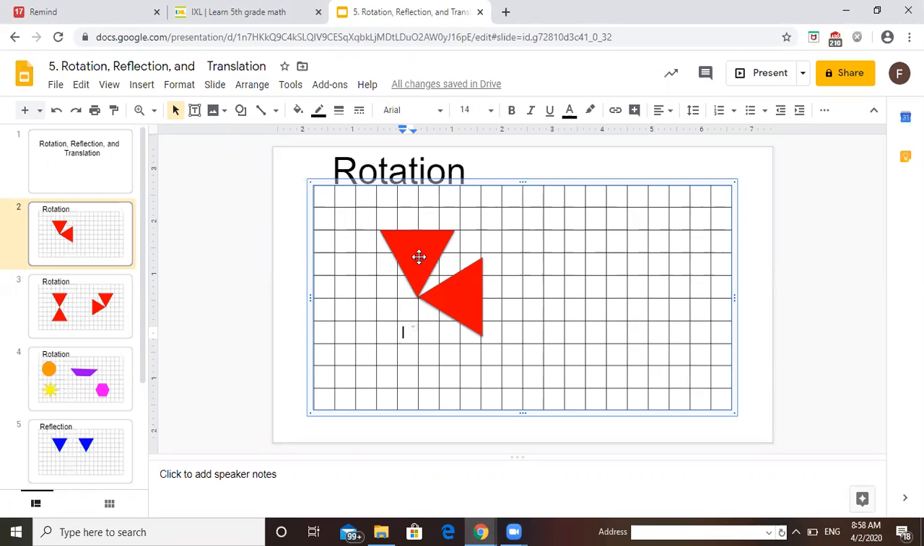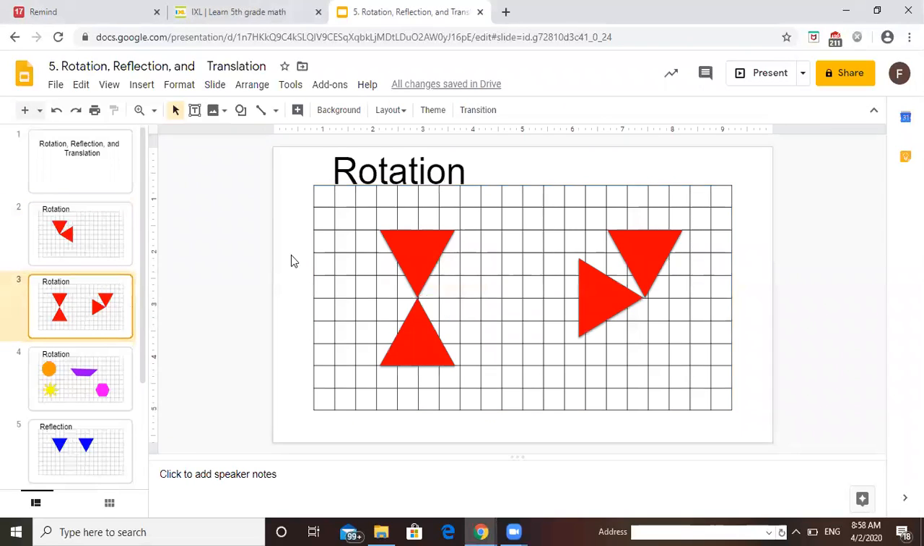So this triangle right here is rotated 90 degrees from this point. This is the same triangle rotated at 180 degrees at that point. This is the same triangle rotated 270 degrees at this point.